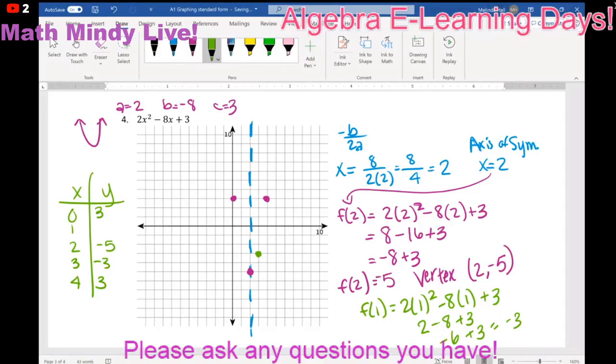And then oops, I put the wrong one. But regardless, even when I plug in 3, I should still get the same result, but we can double check that. Because when we plug in 3, 2 times 9 is 18, and 8 times 3 is 24, and then 18 minus 24 still gives me -6 plus 3, and so that's going to be on the graph too.